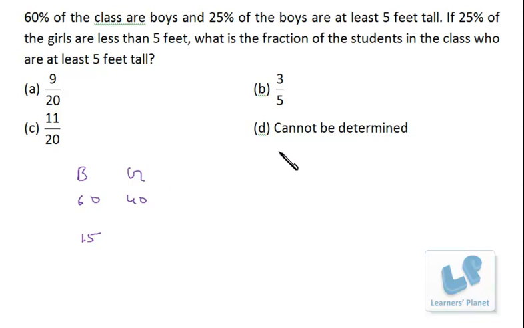And if 25% of the girls are less than 5 feet, that means 75% of the girls are more than 5 feet. That means 75% of 40 is 30. So now 30 plus 15, 45% of the students are at least 5 feet. So 45% is 9 by 20. Clear?